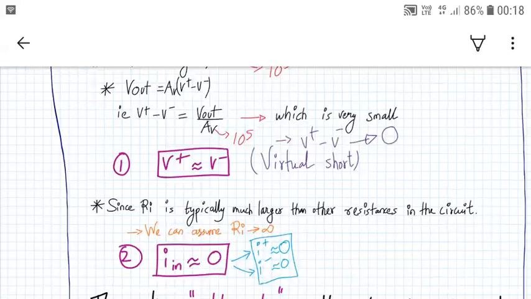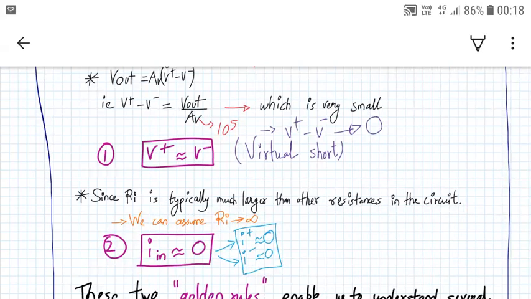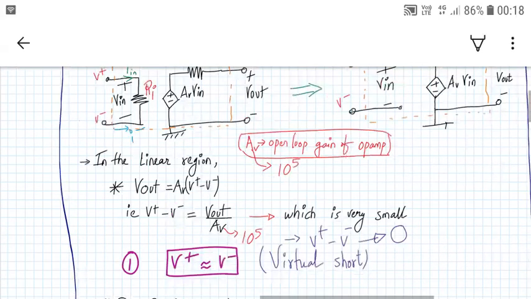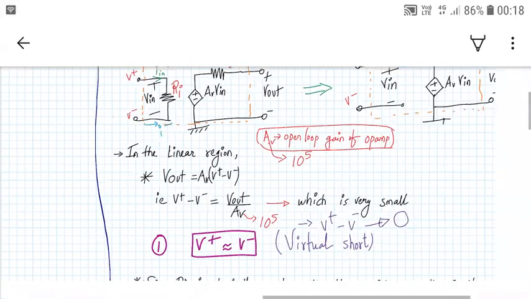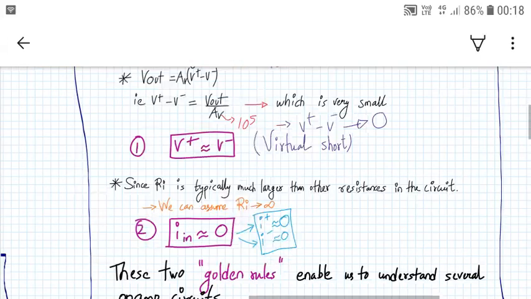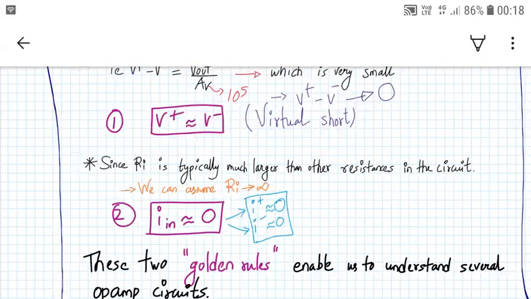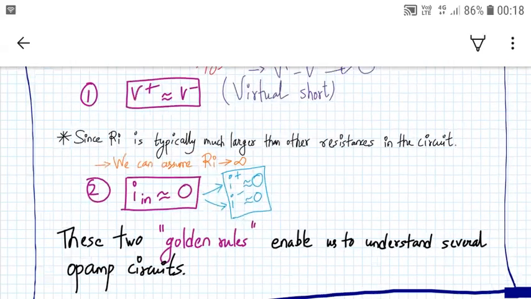So we can write this statement over here as the second constraint. If we assume Ri to be very high, we can consider Iin to be 0. That means I plus and I minus, the current flowing into the op-amp, is almost 0. So here it is represented like this. So we have two very important conditions, number one and two. These two golden rules enable us to understand several op-amp circuits. We will be making analysis of op-amp very simple by using these rules.